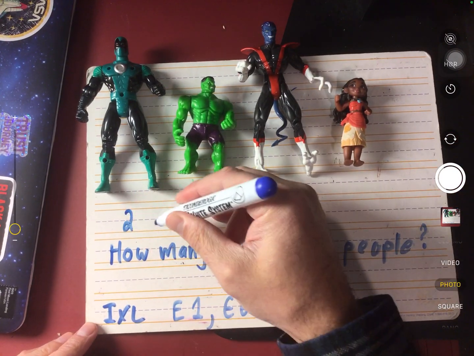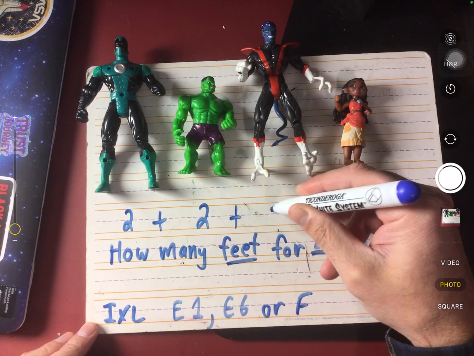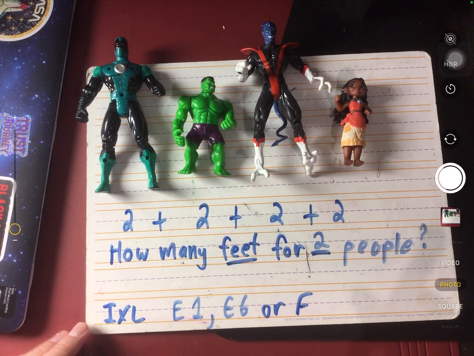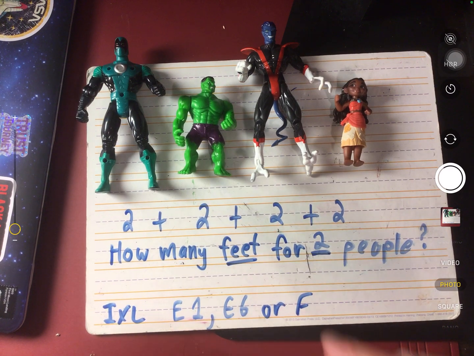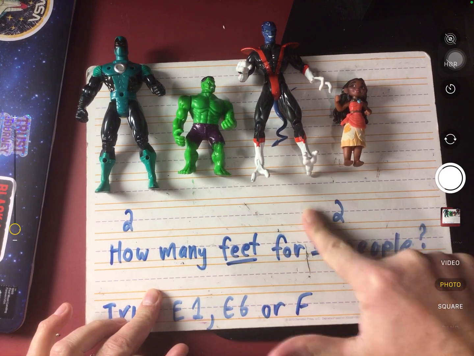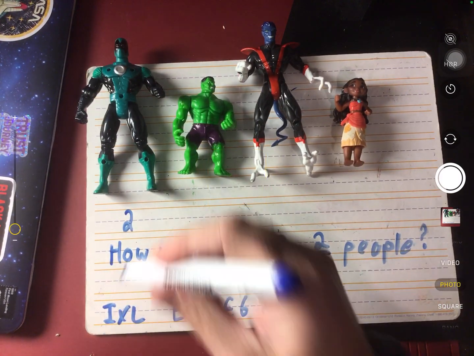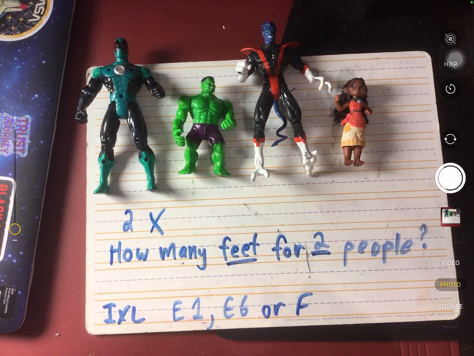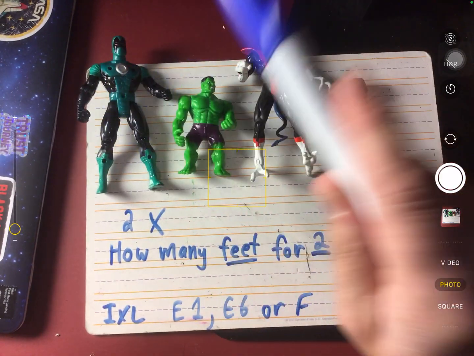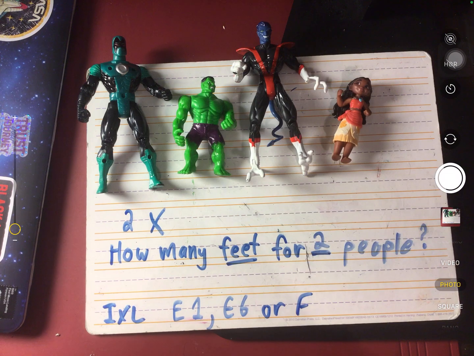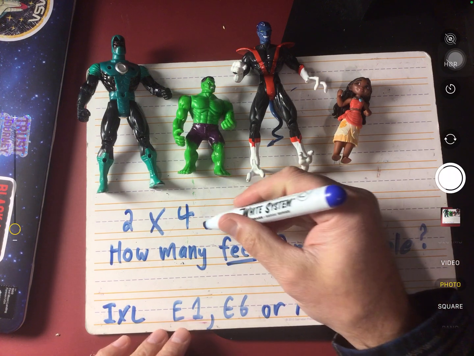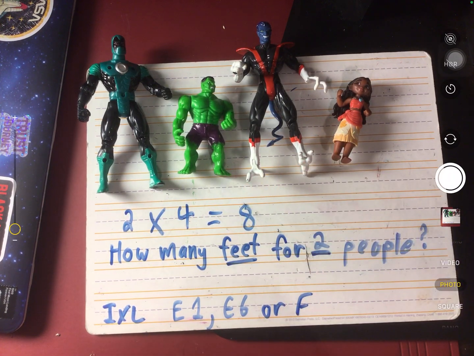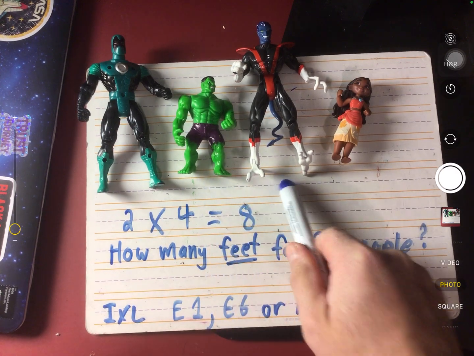Well, I've got 2 plus 2 plus 2 plus 2. Wow, that's a lot of 2's to count up. So I could just add it up, but repeated addition is also called multiplication. So what I can do is 2 feet times, well, how many groups of feet do I have? 1 group, 2 groups, 3 groups, 4 groups. I've got 2 feet, and I've got 4 groups of them. Well, that's going to be 8, because I'm going to go 2, 4, 6, 8.